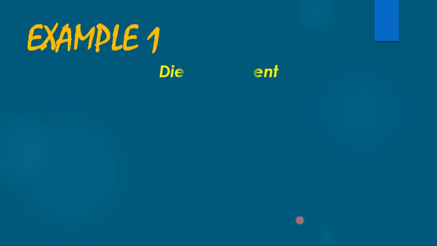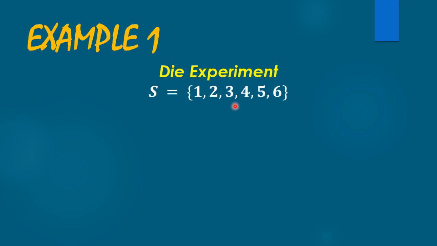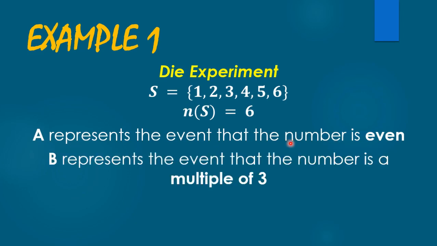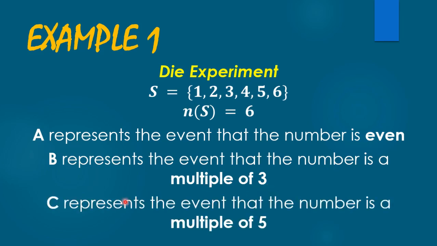Example number 1. If we have a die experiment, the sample space will be 1, 2, 3, 4, 5, 6. So the number of elements in the sample space is 6. Let's say our A represents the event that the number is even, and then our B represents the event that the number is a multiple of 3, and our C represents the event that the number is a multiple of 5.